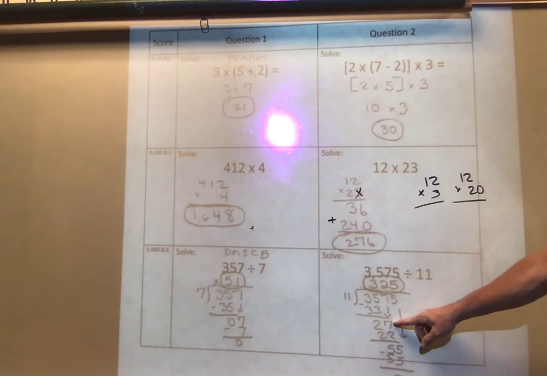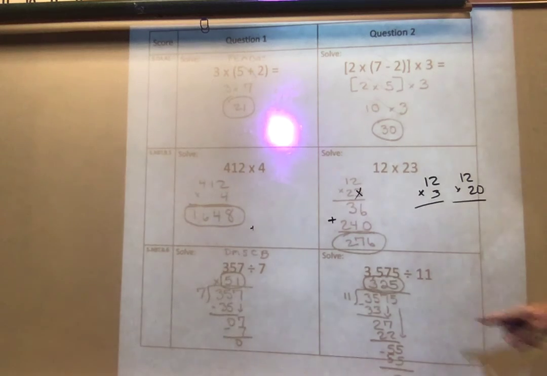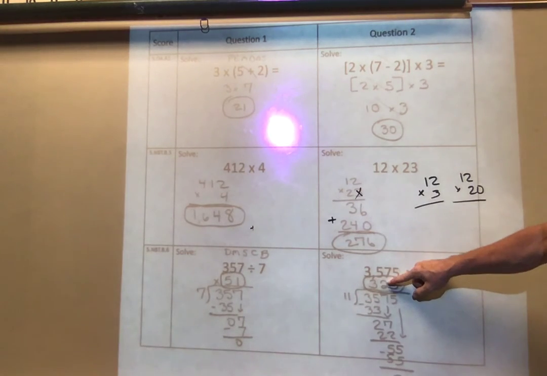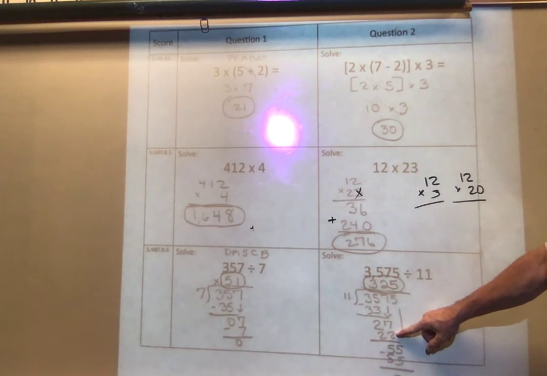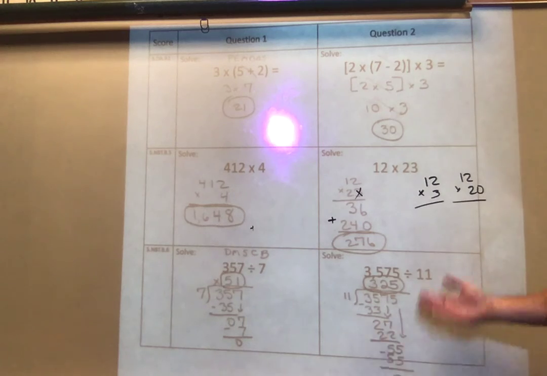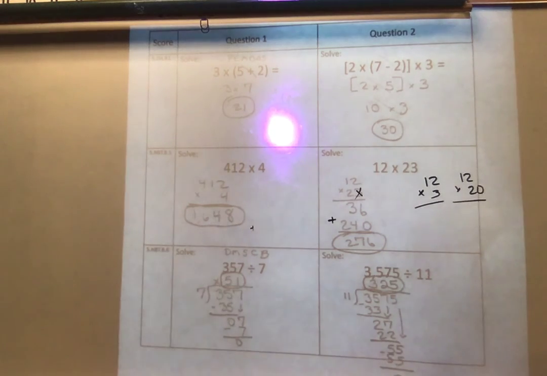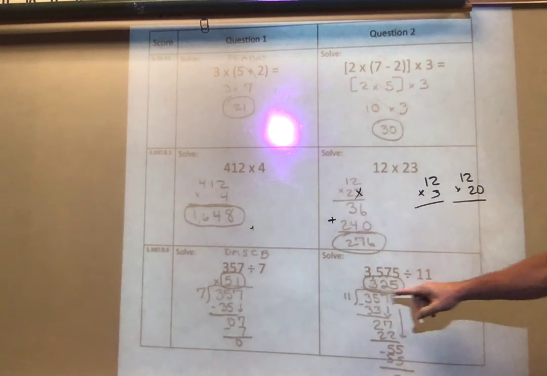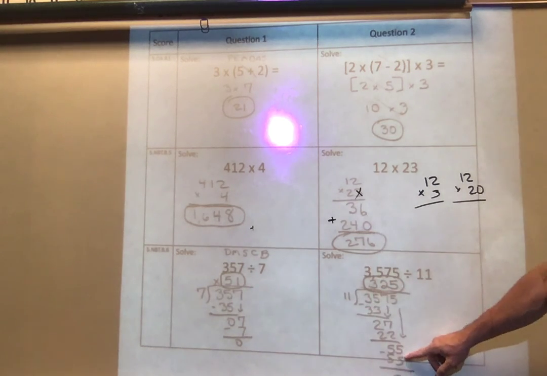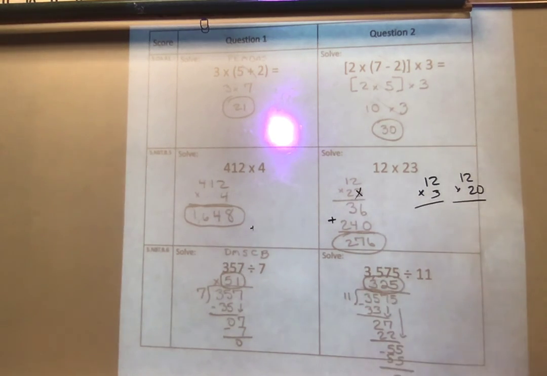So I start over. I've got 27. How many groups of 11 can I get? Well, I can get 2 because that's 22. Subtract to get 5, and that's less than 11, so it was a good guess. And we can bring down the 5. We're left with 55, and then I know I can get 5 groups of 11 because that is 55, and I have no remainder.